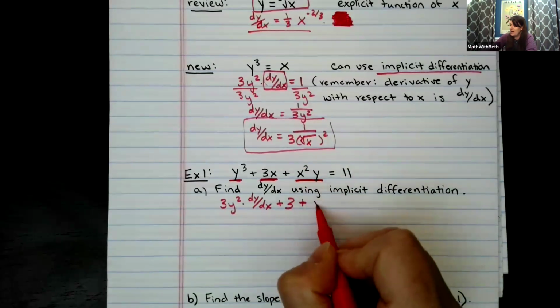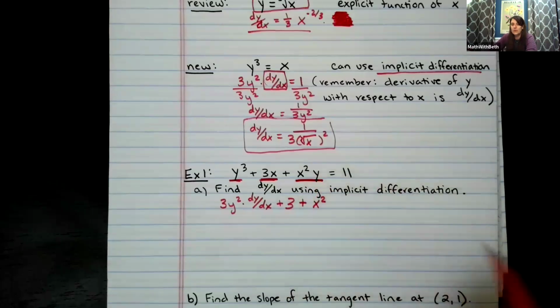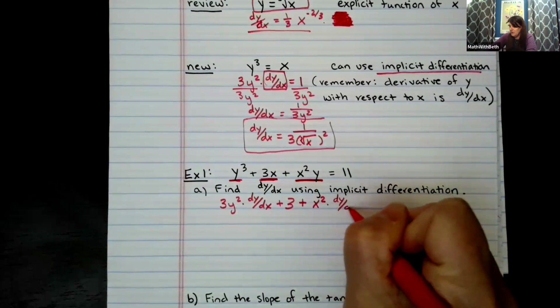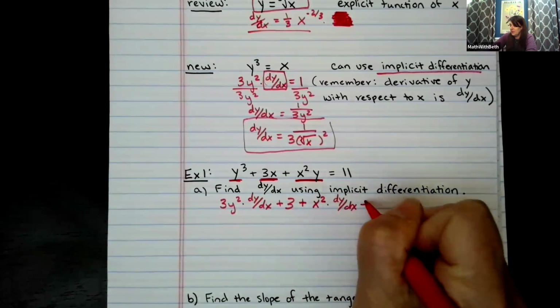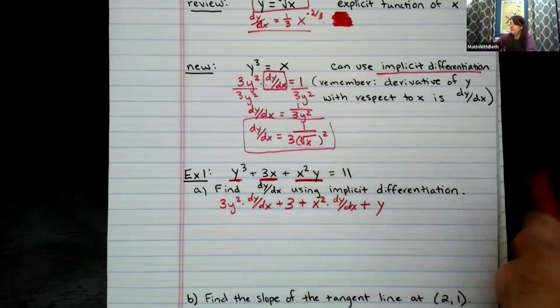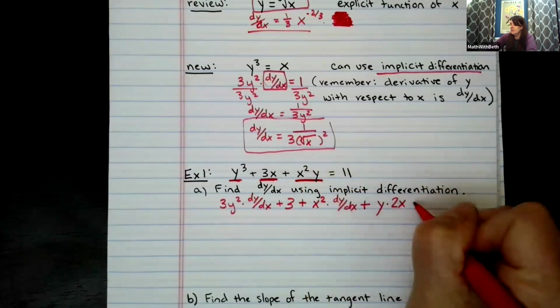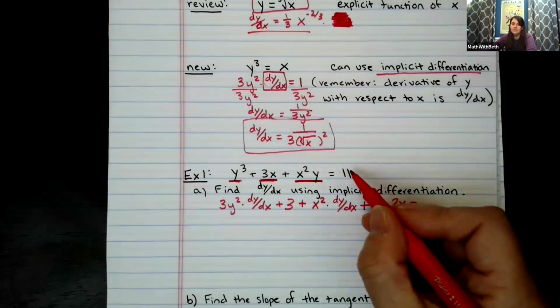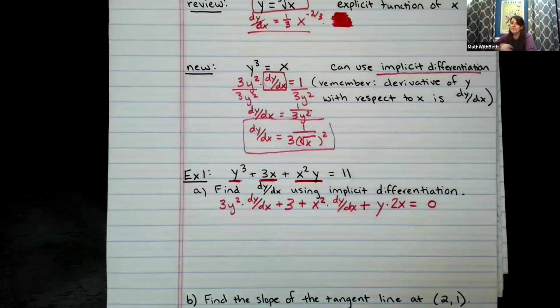x squared as is times the derivative of y. So the derivative of y, remember, is dy dx, plus y as it was times the derivative of x squared. So that's the product rule. On the right, the derivative of 11 is 0.